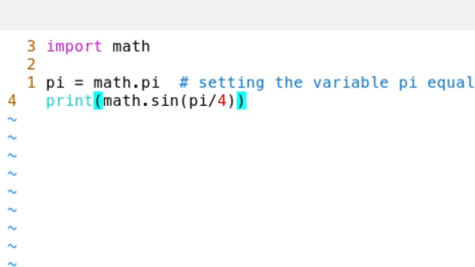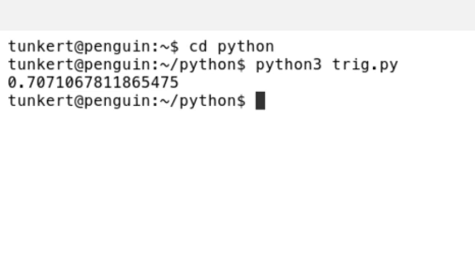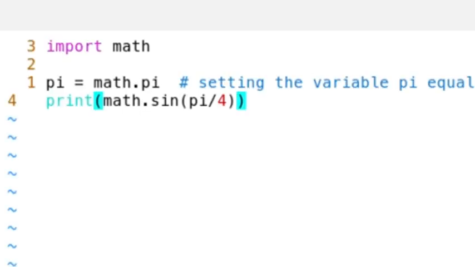Okay, let's save this and let's open up a terminal. I'm going to cd into Python here, and I'm going to run this program with python3 and then the name of the program, which is trig.py. And so we get this value 0.707106781865, and so on and so forth, which is equal to the square root of 2 over 2. So that's the sine value of pi fourths.